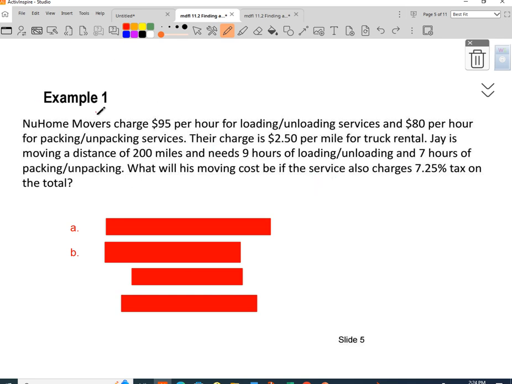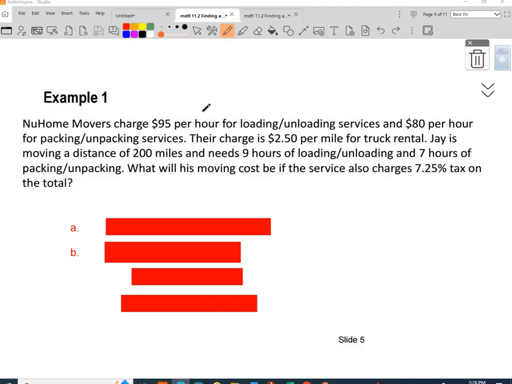This is not the system of equations problem, but this is a real world problem. There are fees associated with moving into a new place. It says these movers charge $95 per hour for loading and unloading services, and they charge $80 per hour for packing and unpacking services. Their charge is $2.50 per mile for truck rental.